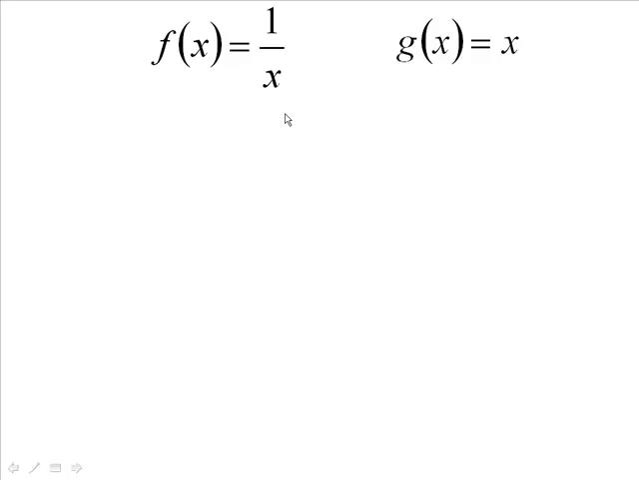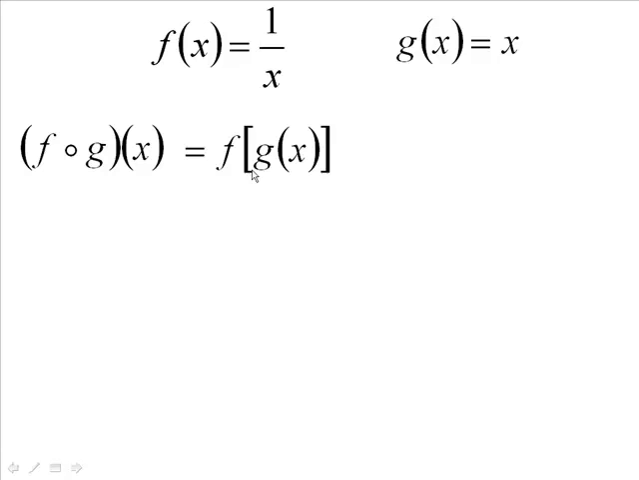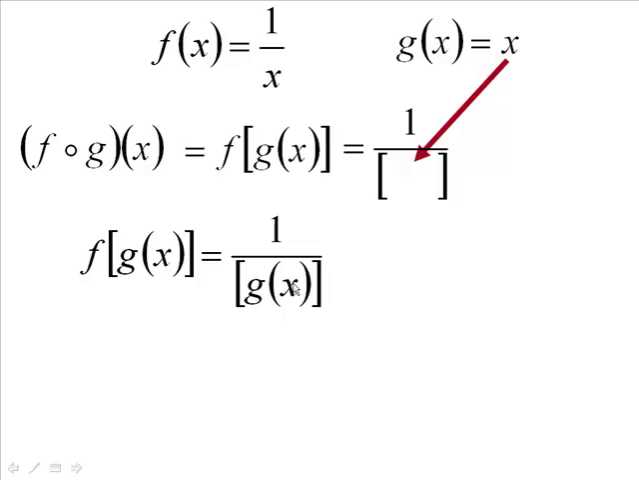Now let's use this example. We want to know f circle g of x. Well, that's f of g of x, isn't it? Well, f of anything is 1 over that thing. So we have 1 over that, right? Where we plug g of x in down here, put g of x down here, right?